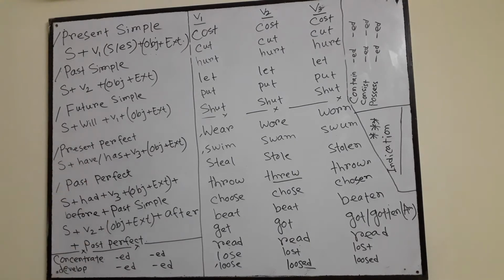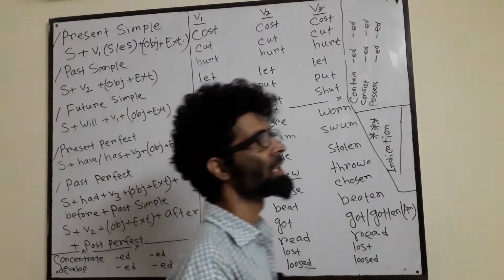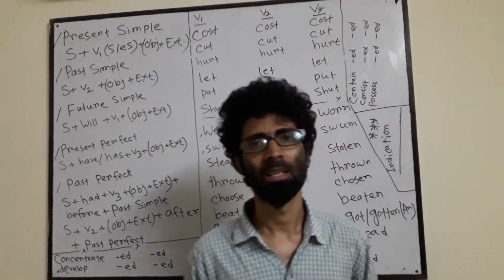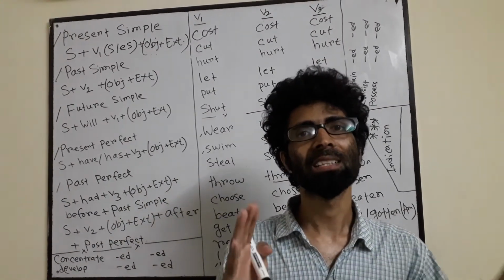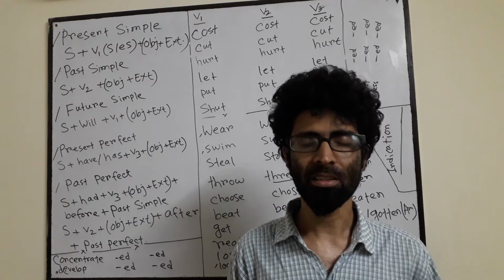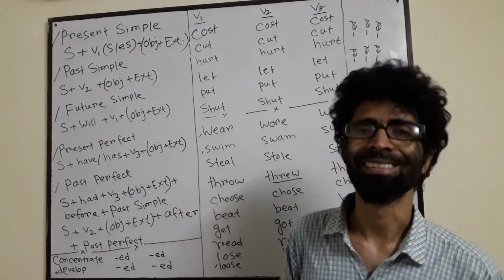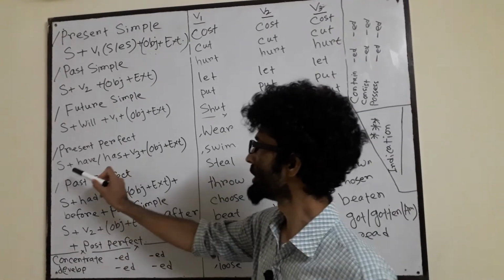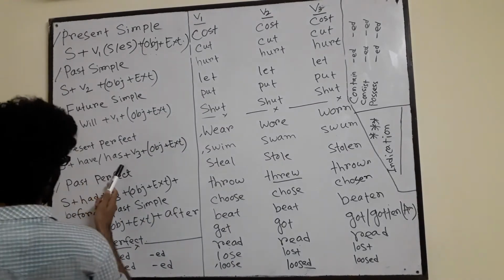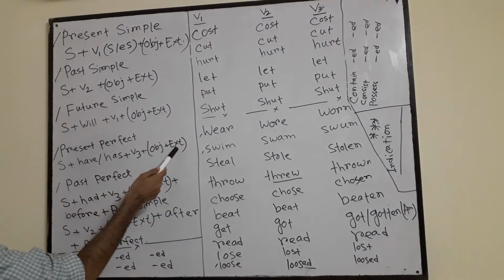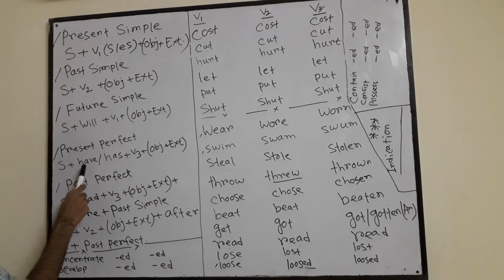Now, present perfect tense. Present perfect tense means what has happened just now, but there is still a result. See the structure: subject plus have or has, then V3, then object, then extension. Subject plus have or has.